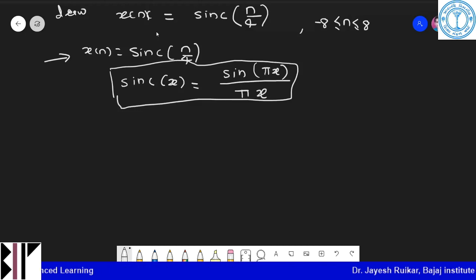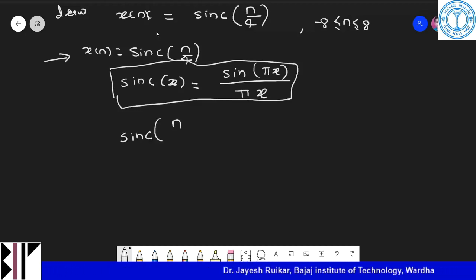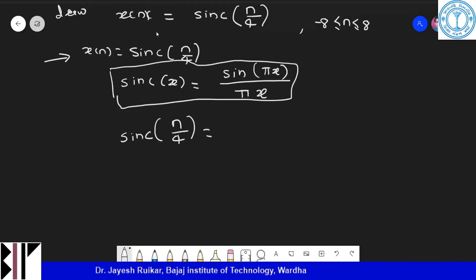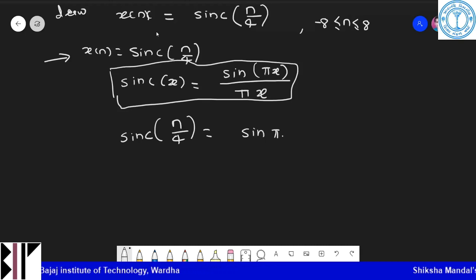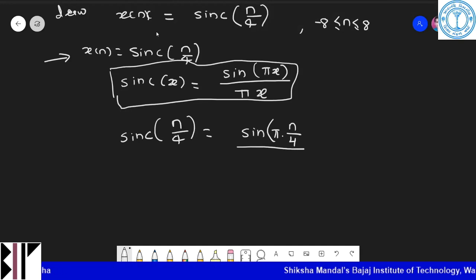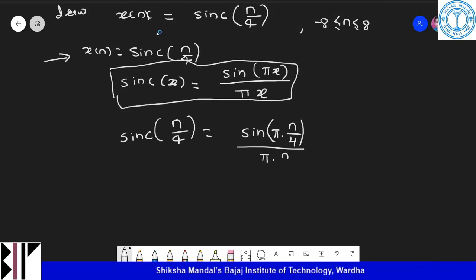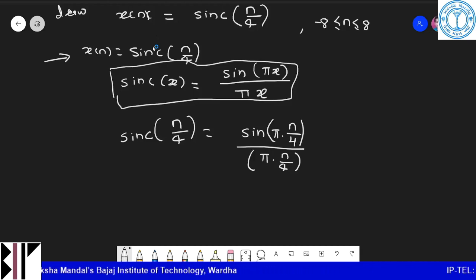Now we have to calculate sinc of n by 4. So what is it? Sinc of n by 4 is nothing but sine of pi n by 4, divided by pi n by 4. So this is the definition.